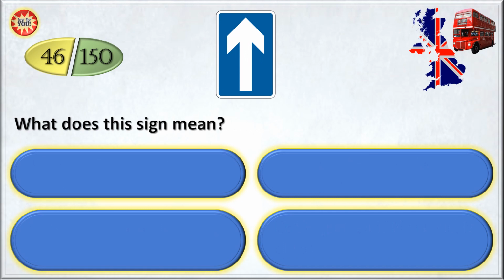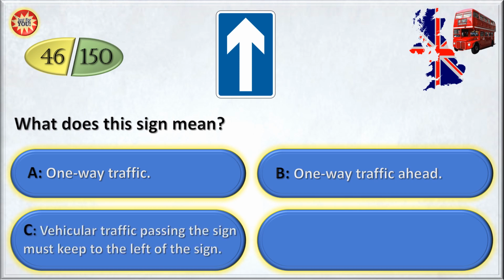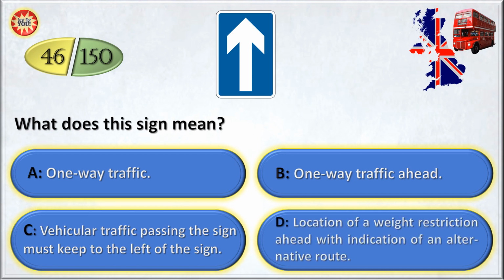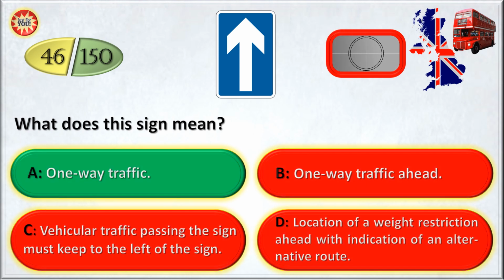What does this sign mean? One-way traffic. One-way traffic ahead. Vehicular traffic passing the sign must keep to the left of the sign. Location of a weight restriction ahead with indication of an alternative route. One-way traffic.